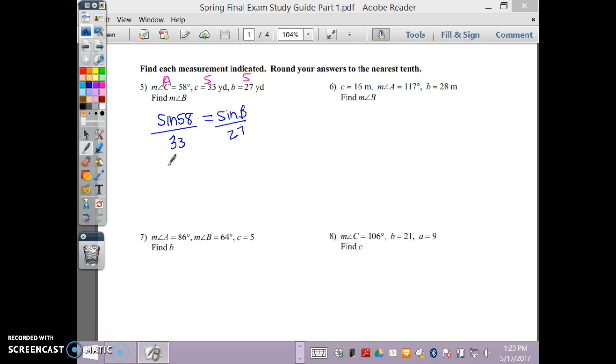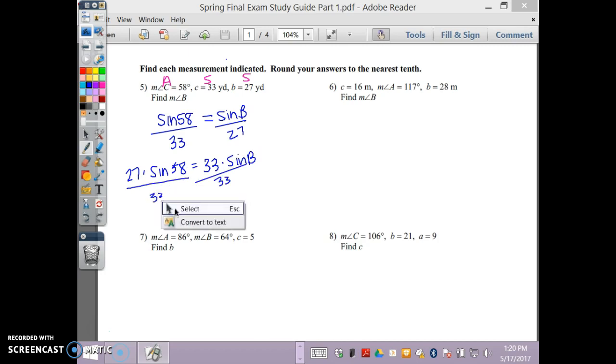And we're going to cross multiply. So then we have the 27 times the sine of 58 is equal to 33 times the sine of B. Divide both sides by 33, and then we're going to sine inverse this fraction in the calculator. Now make sure that your calculator is on degree mode, make sure it's on degree mode.